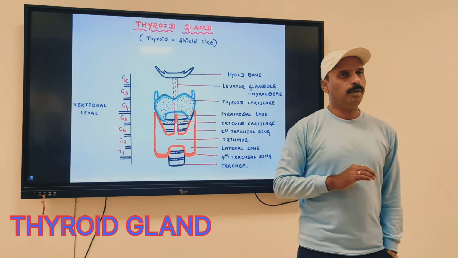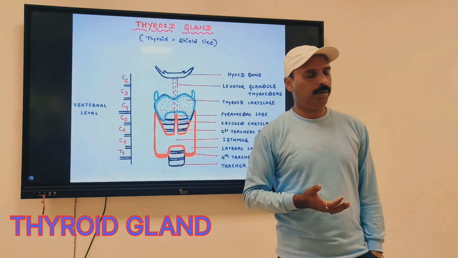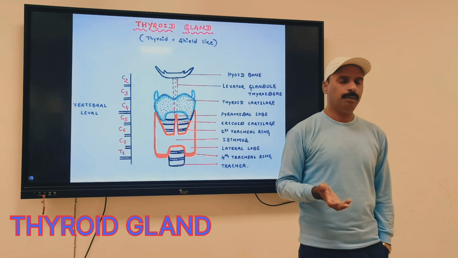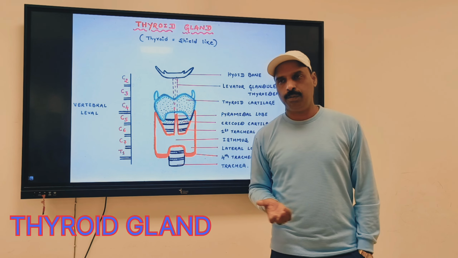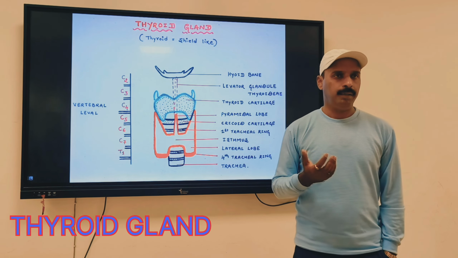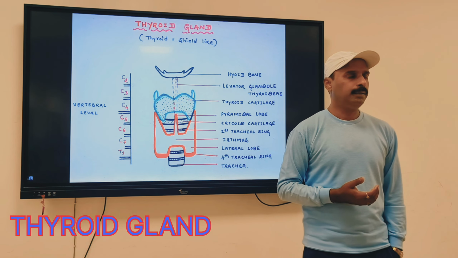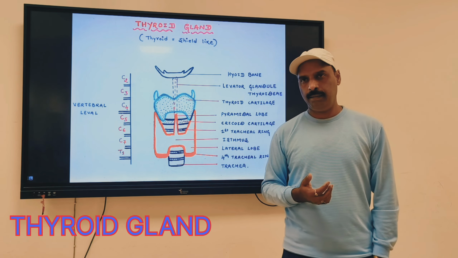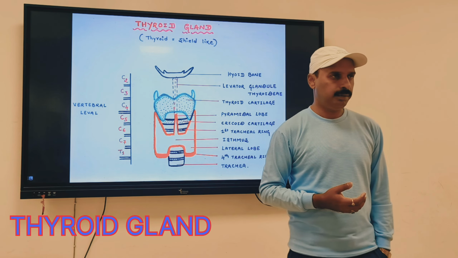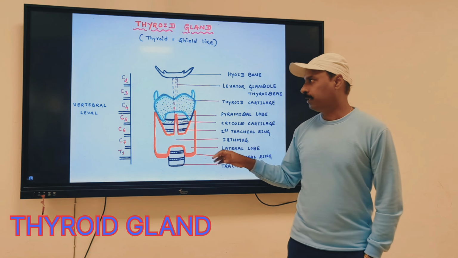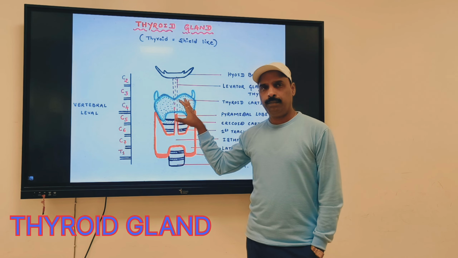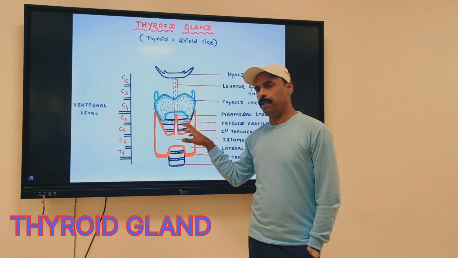For the thyroid, we are going to study under headings like introduction. Then we will study what features it has, what the situation of the thyroid gland is, then what the dimensions and parts are, and then the external features of the thyroid.